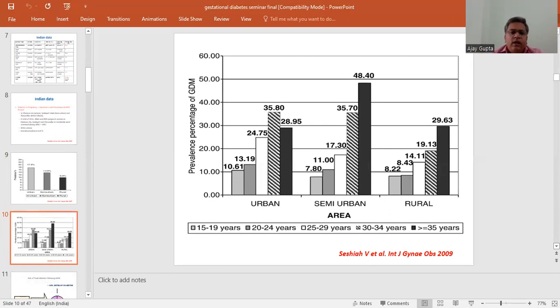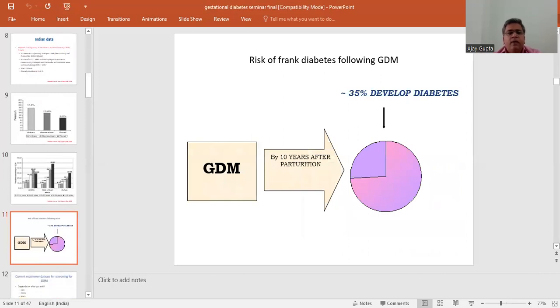This is the age of the population which has been studied. Here we can see that various age groups have been studied in the urban, semi-urban and rural populations. So almost all age groups in the semi-urban and urban populations have a higher risk of developing gestational diabetes mellitus as compared to the rural population. But everywhere the risk for gestational diabetes mellitus is quite high. So to prevent any complications associated with pregnancy, these women should be evaluated for gestational diabetes mellitus as soon as they come to the antenatal clinic and should be properly treated.